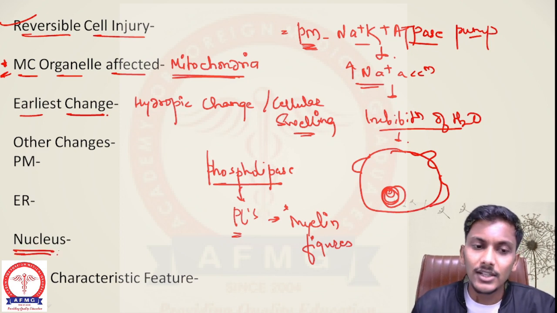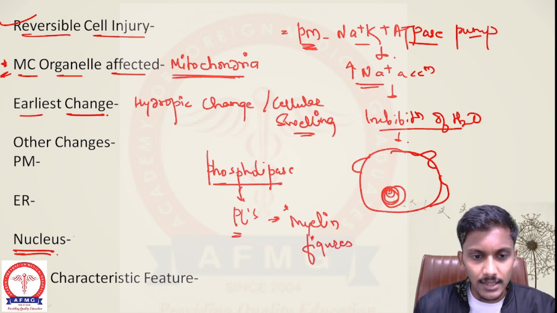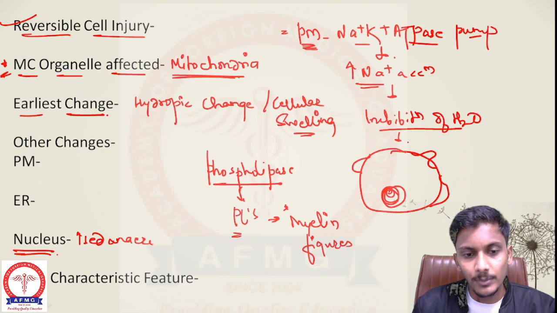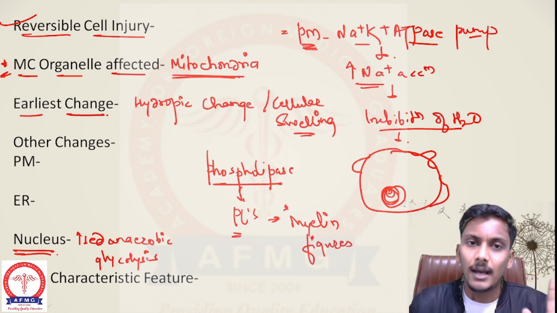And what happens in the nucleus? In the nucleus there is increased anaerobic glycolysis. There is increased anaerobic glycolysis in the cell due to decreased oxygen. As we have discussed already, hypoxia is the most common cause, meaning oxygen is low. That leads to increased anaerobic glycolysis.